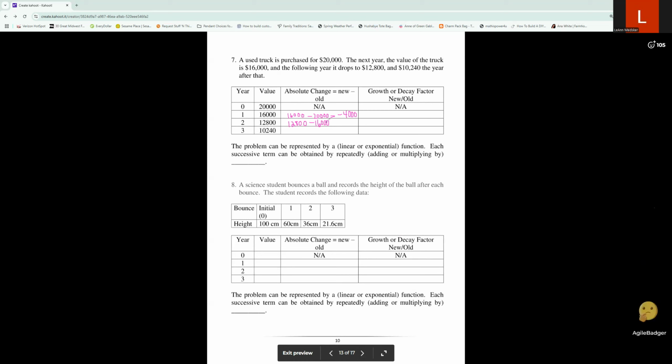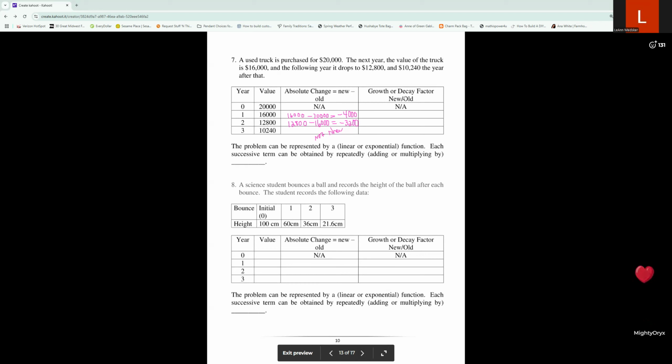That gives me negative 3,200. So since those are not the same dollar amounts every single year, this is not linear. So I already know that, I can stop at that point. You can prove it and keep going, but these have to match. And then you would have to prove that this also matches.